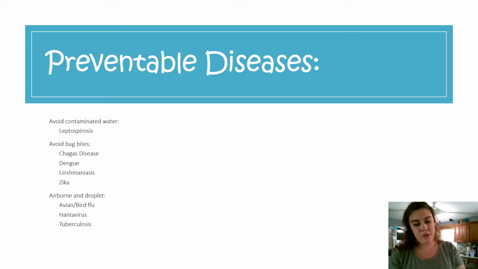So some of the preventable diseases: avoid contaminated water that has leptospirosis. You want to avoid bug bites, which can cause Chagas disease, dengue, leishmaniasis, and Zika. And then some airborne and droplet diseases would be avian bird flu, hantavirus, and tuberculosis, or TB.